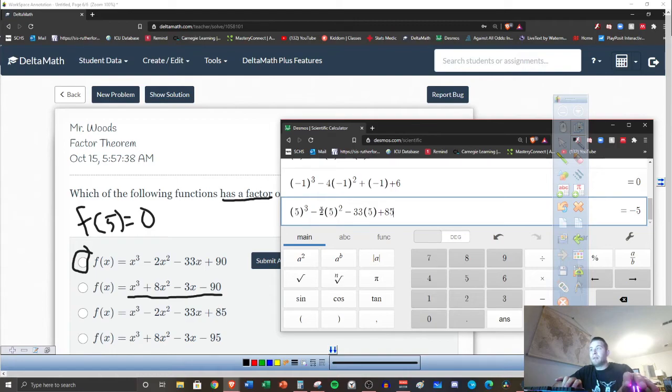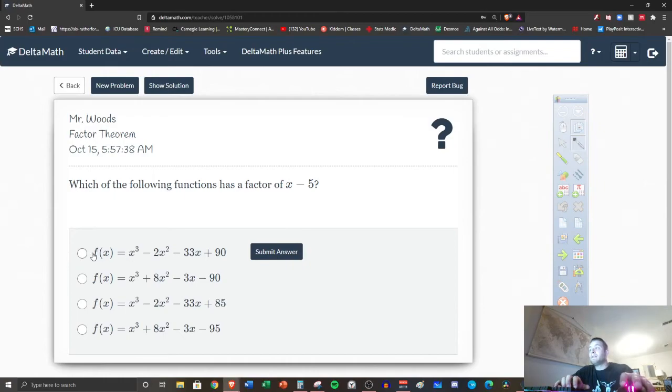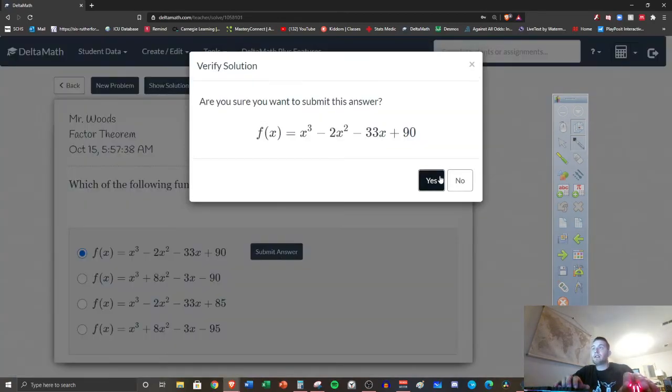Let's do the last one, which is +8, -3, -95. That's 215. So we'll go back to the original, the correct answer, which is this first one up here. To -2, and it gets us 0. So we know this first one has to be correct because we're looking for, is it a factor? So the first one is the right answer.